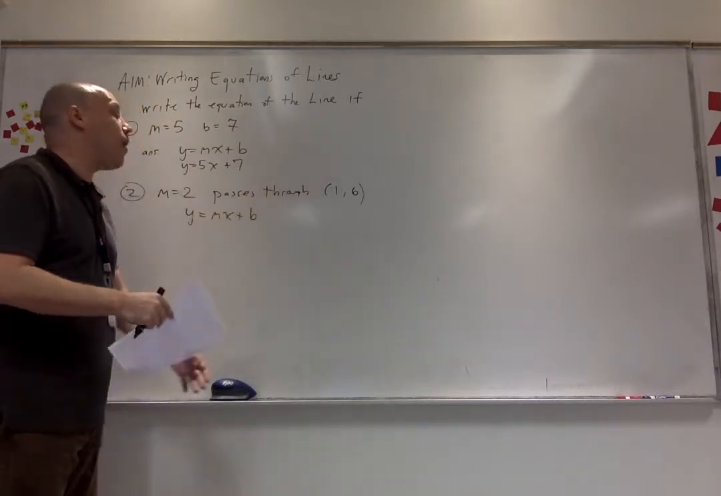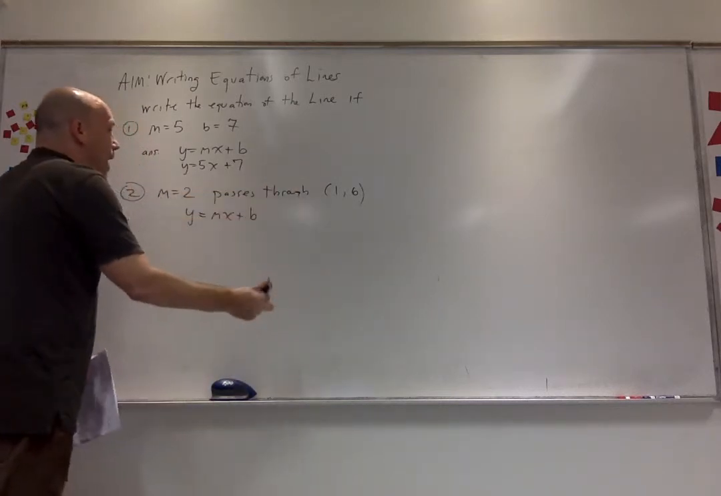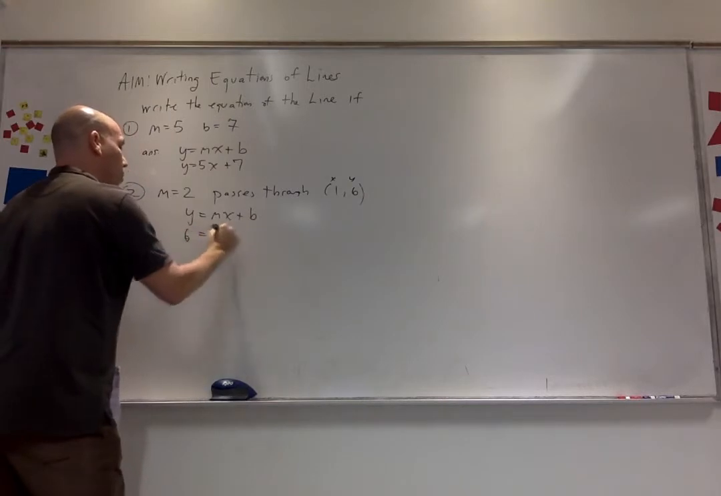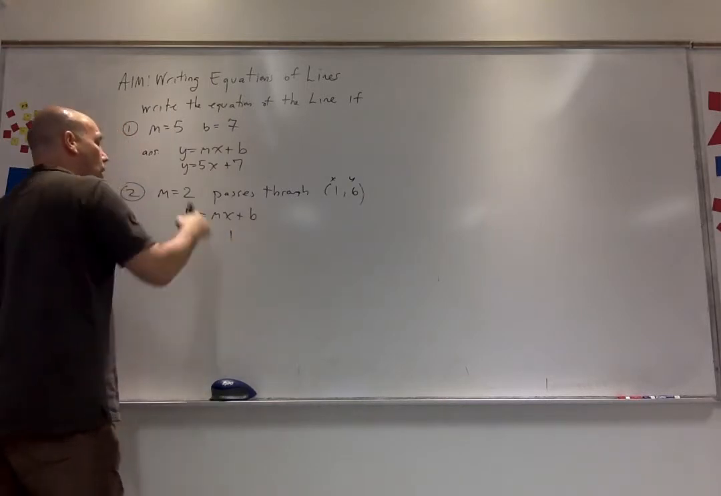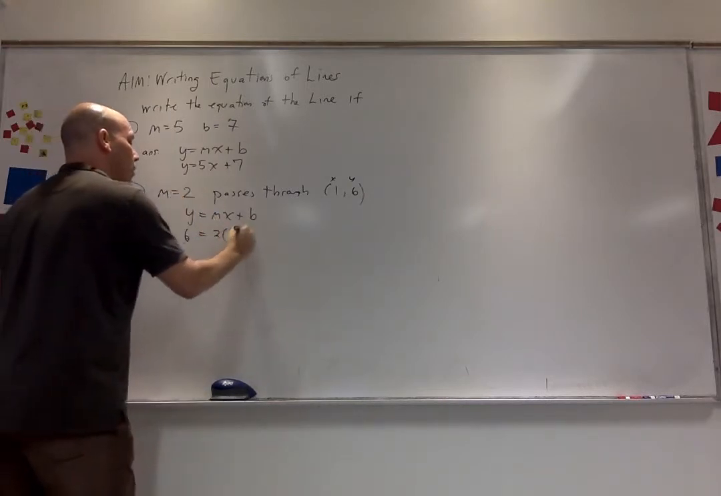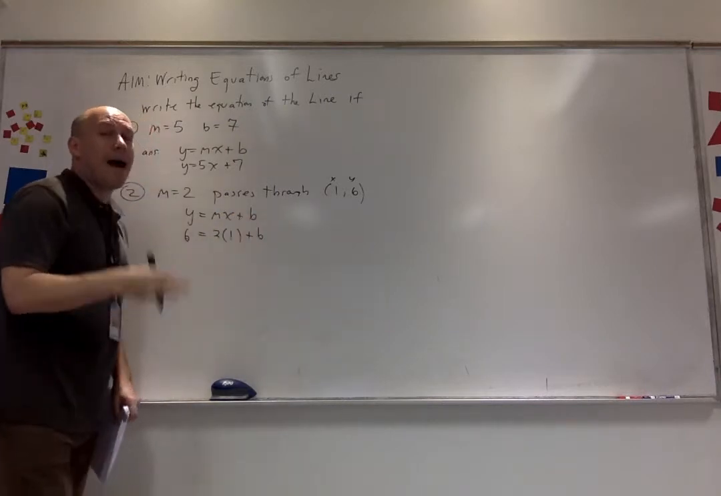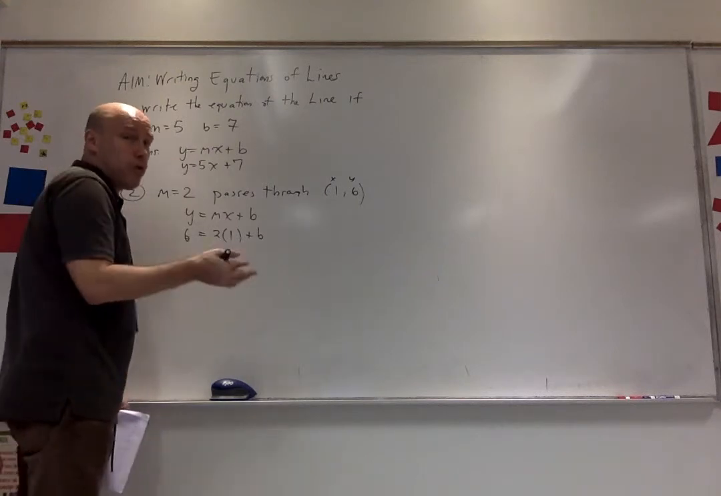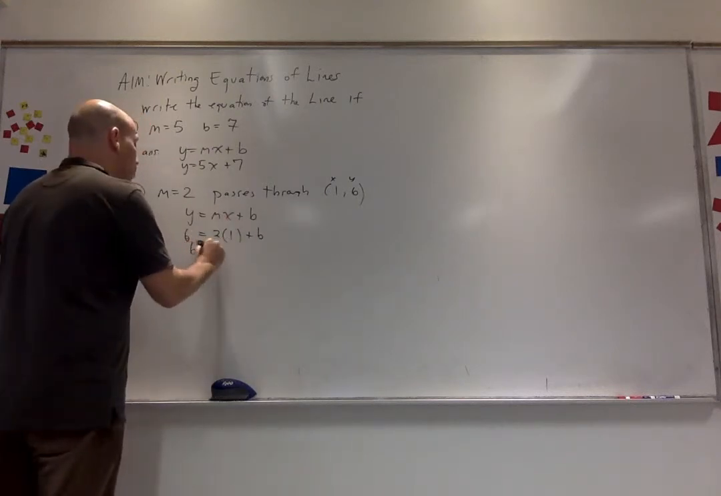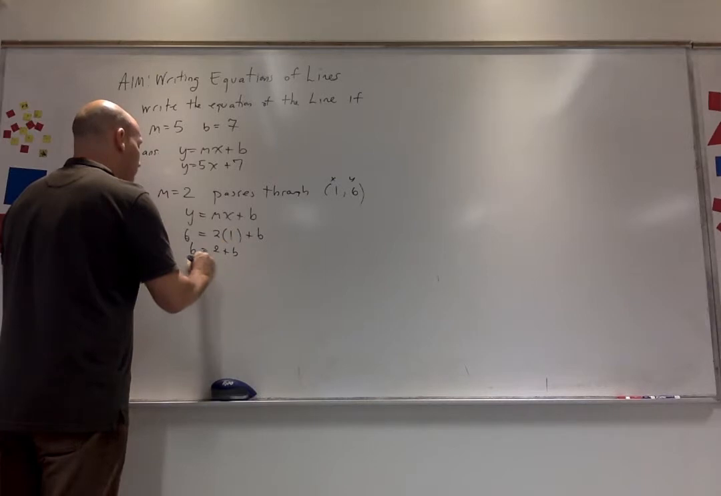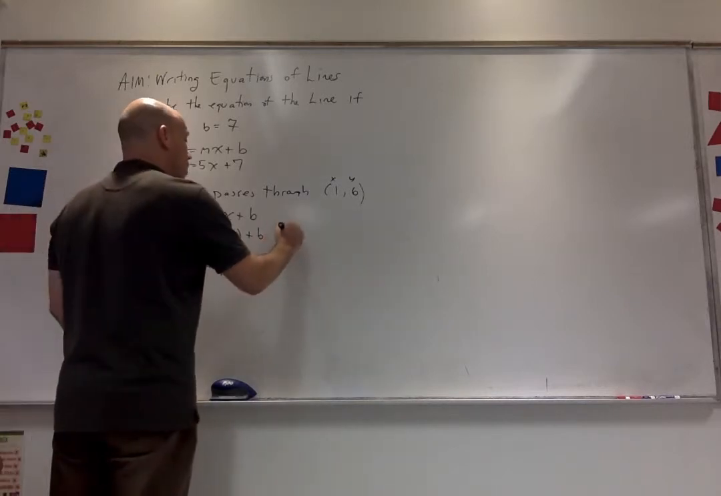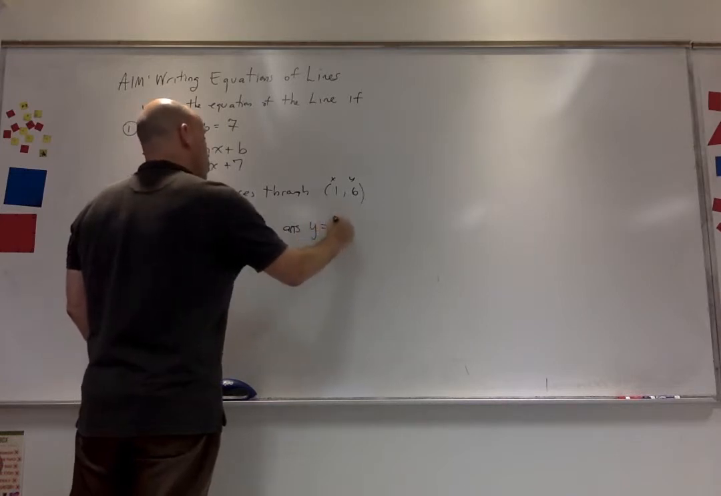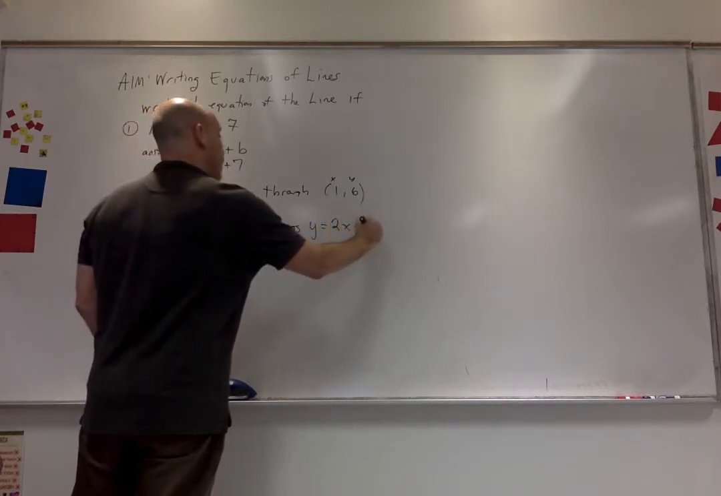And we notice, oh, you know what? I have that. Here's my x, here's my y. I have my slope, but I don't have my y-intercept. I need to find my y-intercept. Well, a little algebra, or use decimals or your GDC, 6 equals 2 plus b, b equals 4. Answer, y equals 2x plus 4.